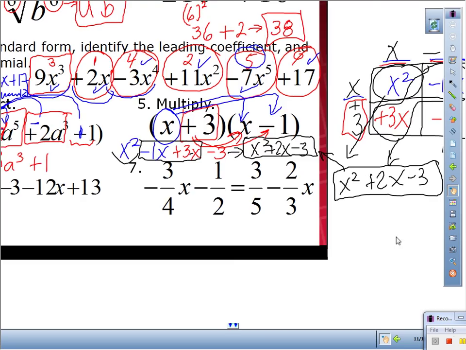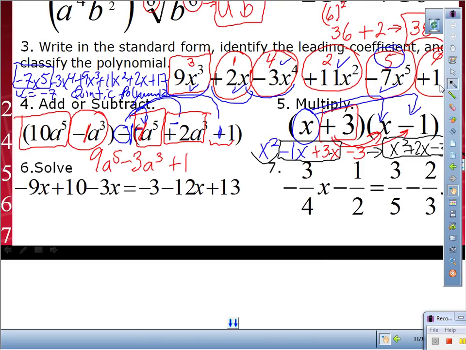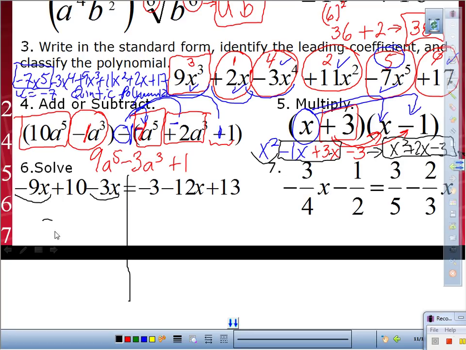Number 6. Line up the equal sign. First things first. Combine like terms. What is negative 9 and negative 3? That's negative 12x. Bring down the plus 10. Equals. Can I simplify anything else here? No. How about here? Combine like terms? Yes, this and this. Bring down the negative 12x. And what is 13 minus 3?